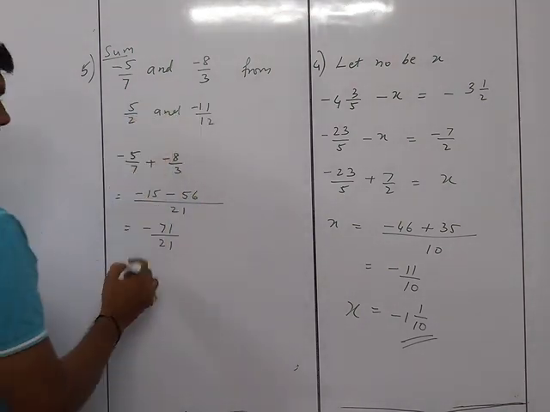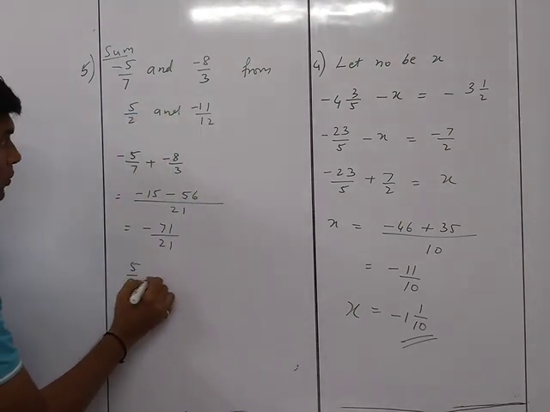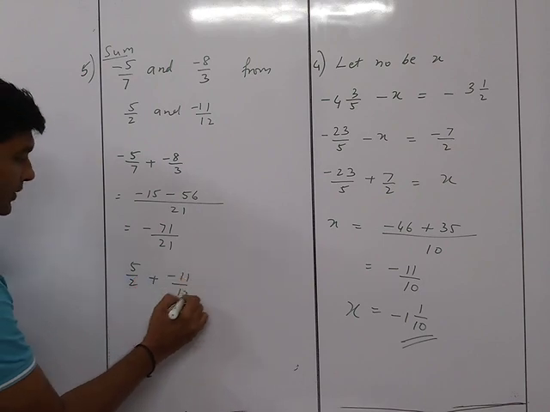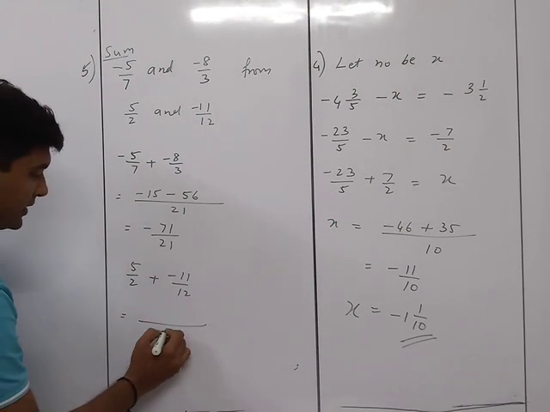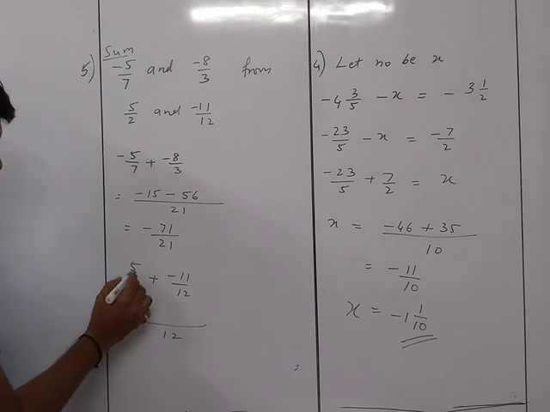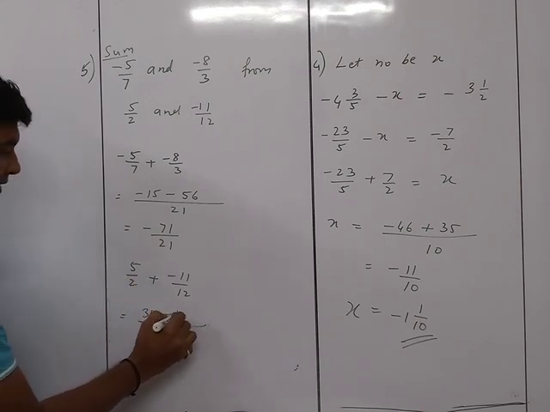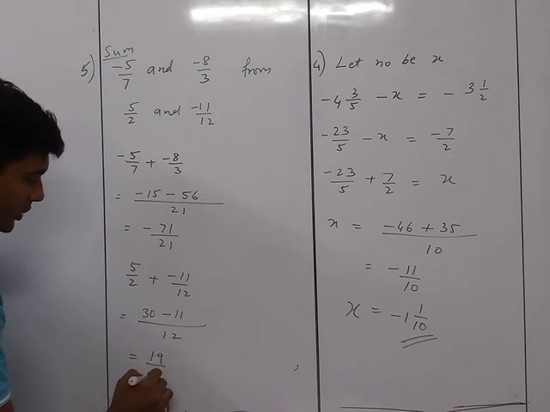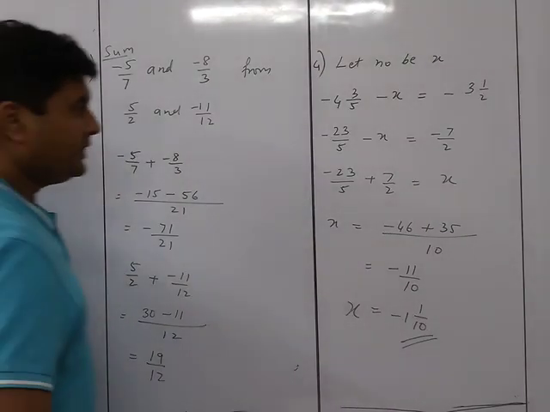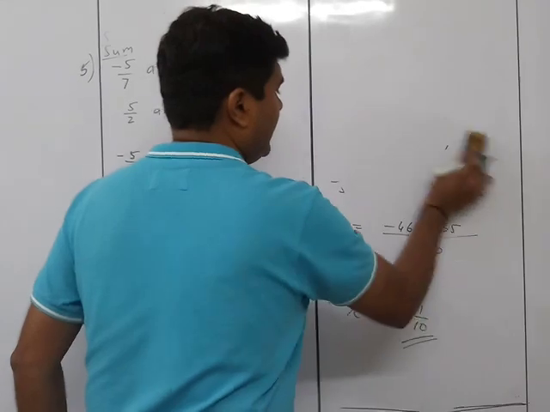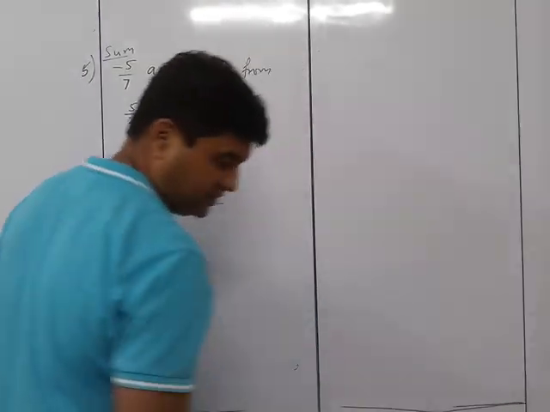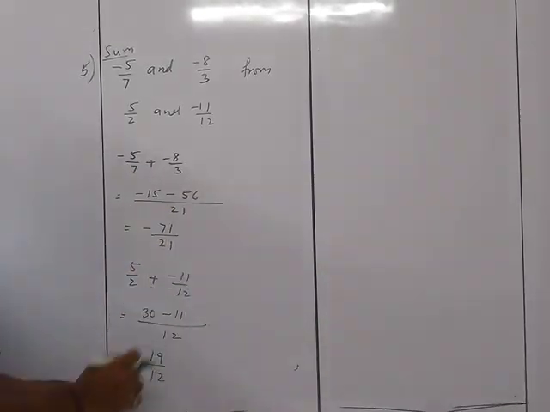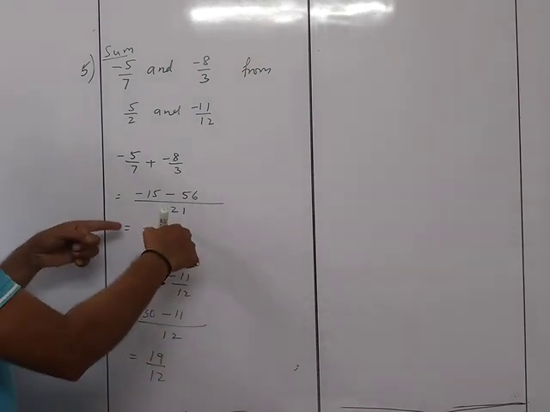Similarly, we'll take the other two. So 5 upon 2 plus minus 11 upon 12. The LCM is 12 itself. So this will be 6, so 30 minus 11, which is equal to 19 upon 12. Now it is given that I have to subtract the sum of this from this. That is, it is this minus this.